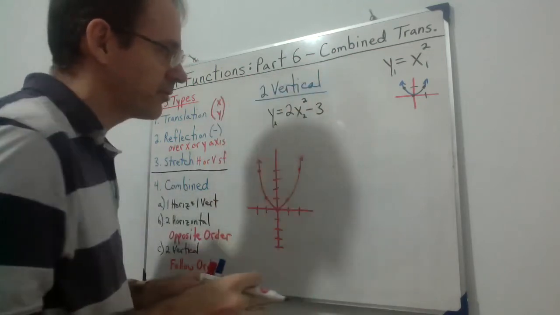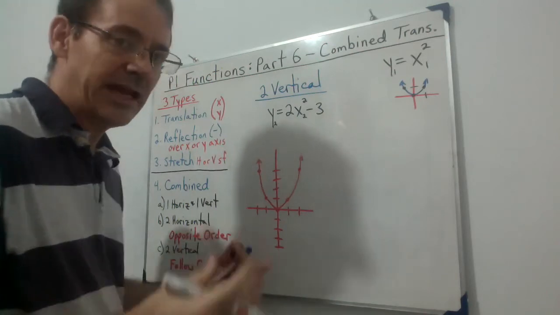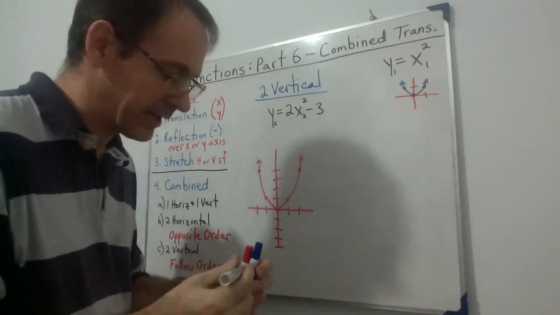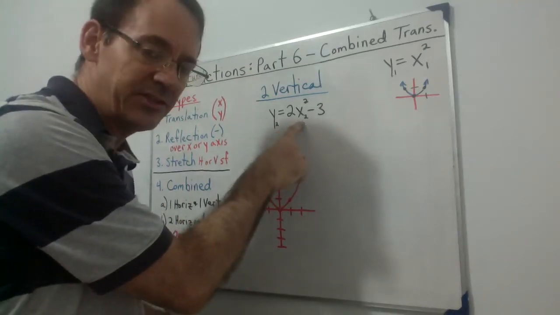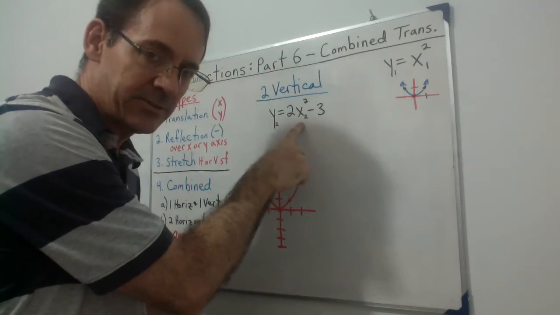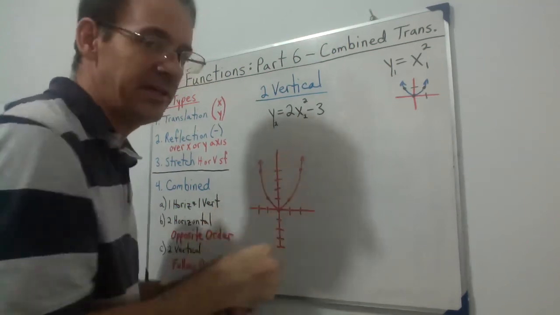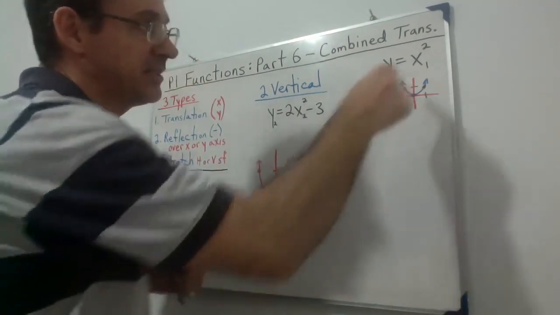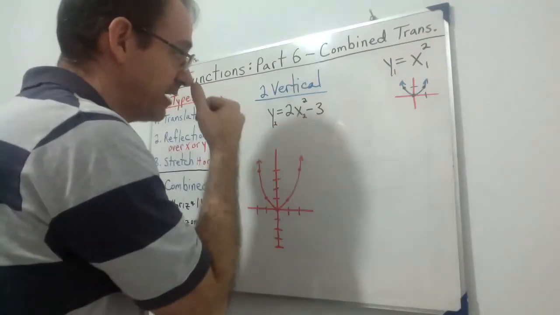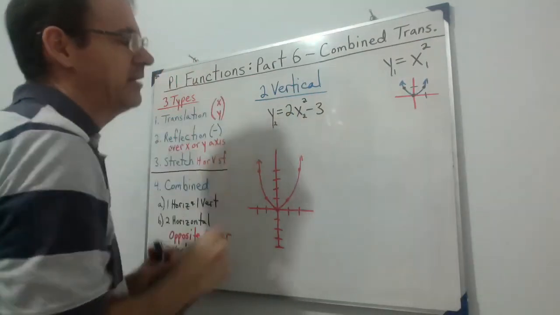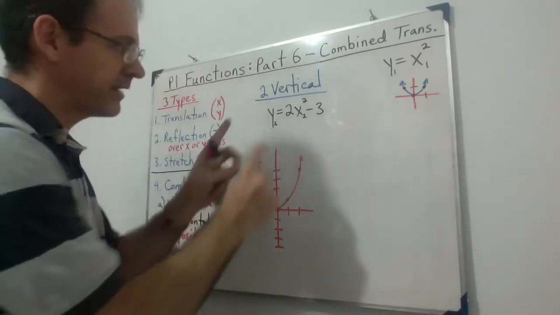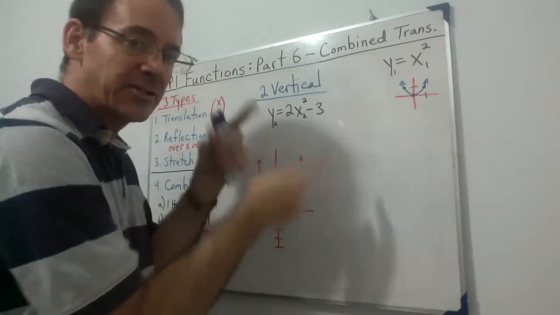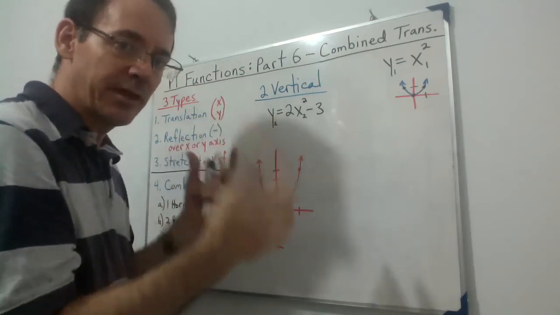Because these are vertical, and you say, how do we know they're vertical just by looking at it? Well, notice there's no parentheses around the x, meaning both of these are outside of the function itself. You see x squared, you see x squared. The 2 is outside, not in parentheses. The -3 is outside, not in parentheses. That means both of those actually belong to the y. They are vertical transformations.